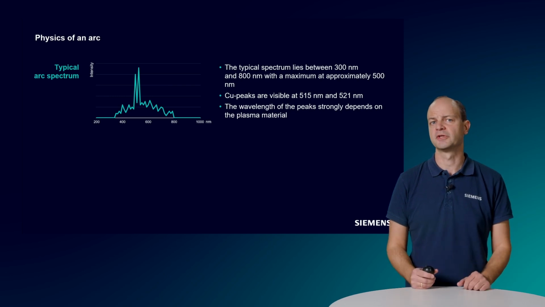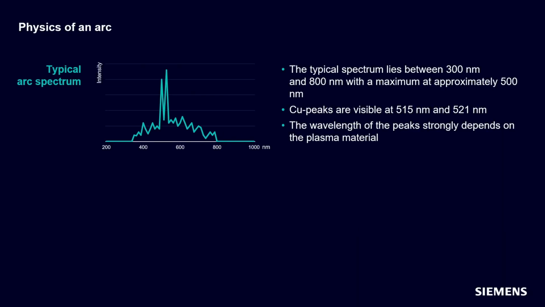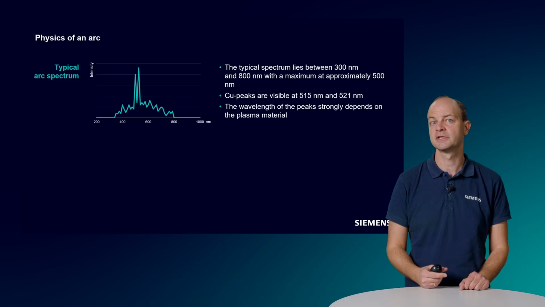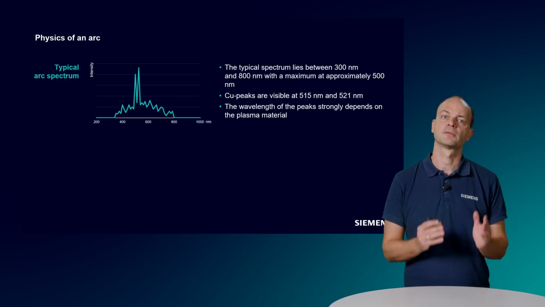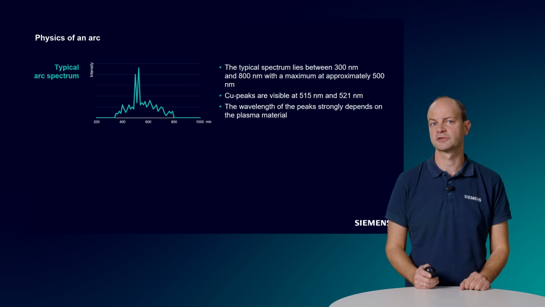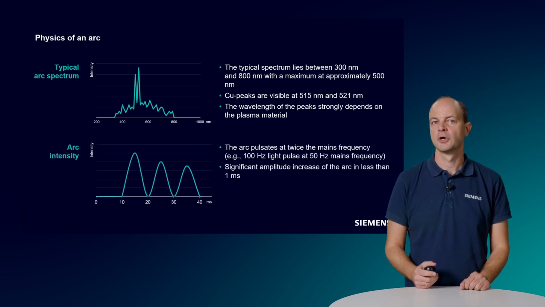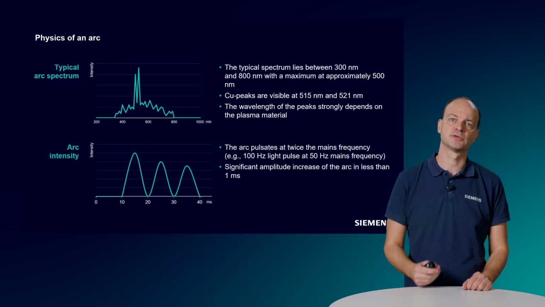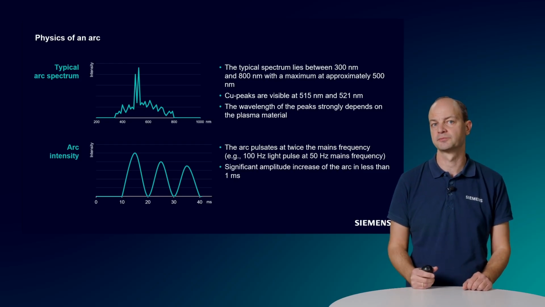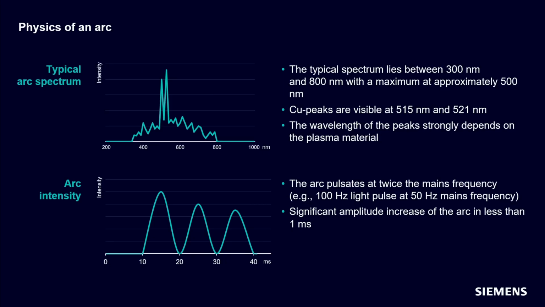So how does the spectrum of an arc flash look like? The typical spectrum lies between 300 nanometers and 800 nanometers, so mainly in the range of the visible light, with a maximum around 500 nanometers. The spectrum contains peaks which are strongly dependent on the material. In case of copper, we can see strong peaks especially at 550 nanometers and 521 nanometers. Other materials will lead to peaks at a different wavelength. When we look at the intensity, it's interesting to see a pulsation of the light with twice the power grid frequency. Reason is that the arc intensity drops with each zero crossing.